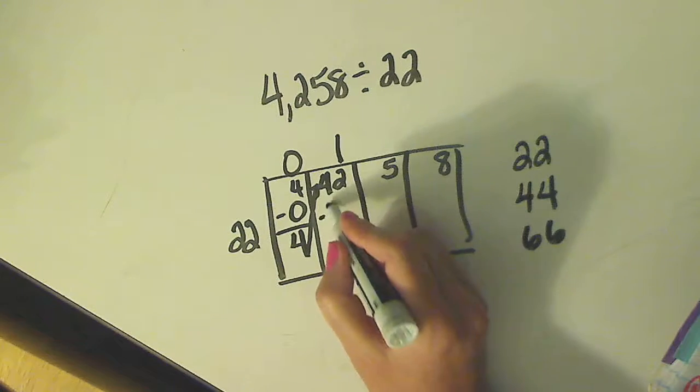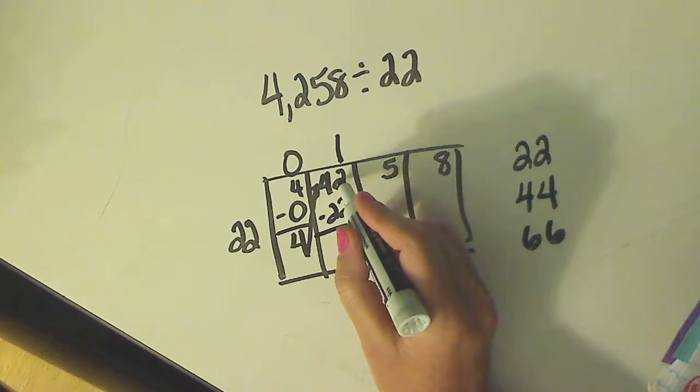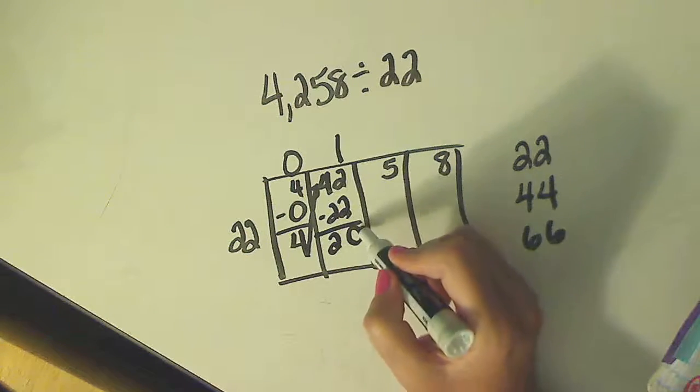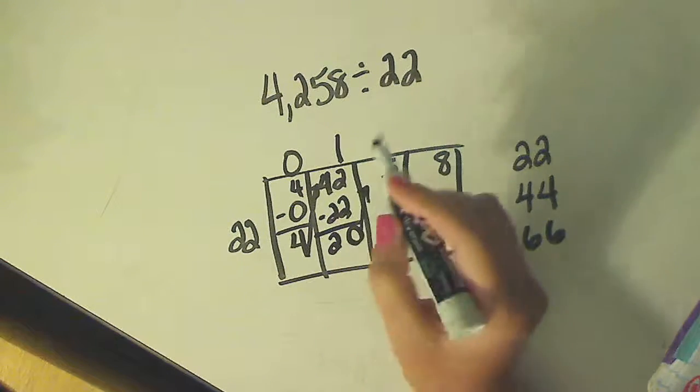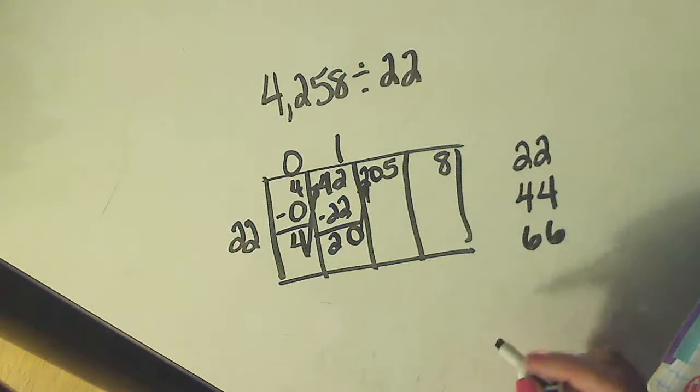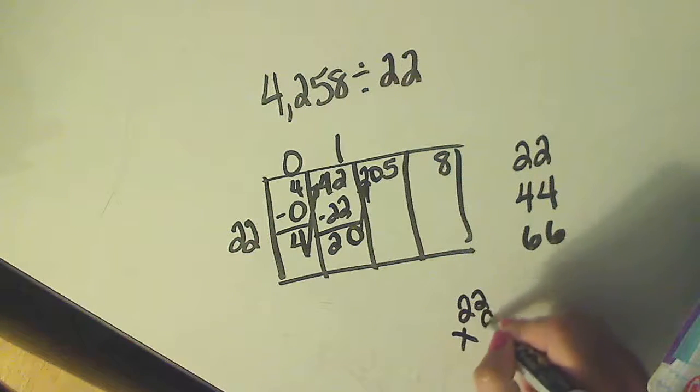1 times 22 is 22. 2 minus 2 is 0. 4 minus 2 is 2. And then I would bring my remainder, that 20, next to the 5. So now it becomes 205. And now I have to ask myself, how many groups of 22 can I make out of 205? I know 10 would be too much, so I would probably try 22 times 9.